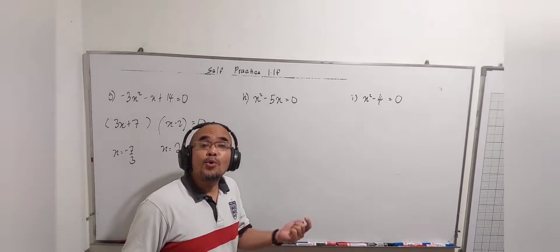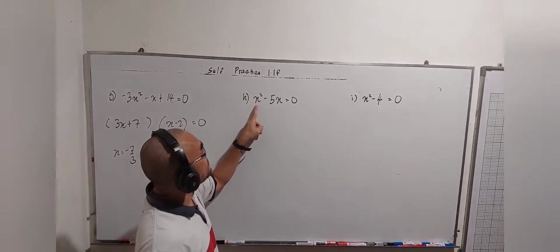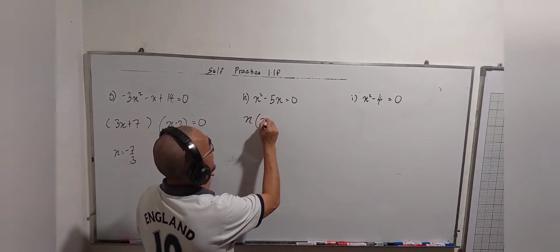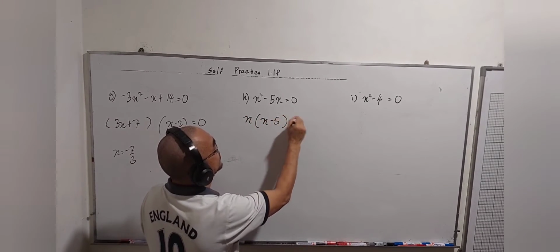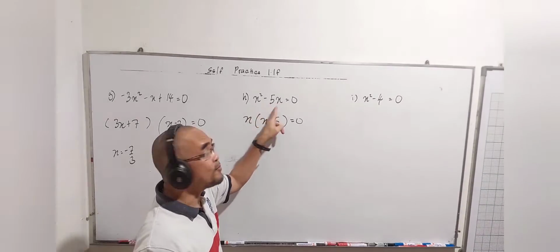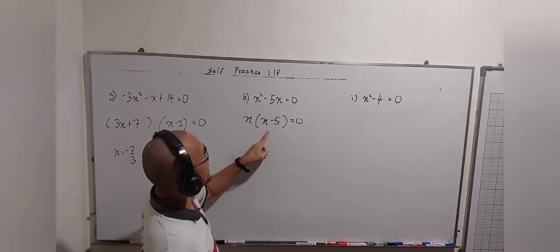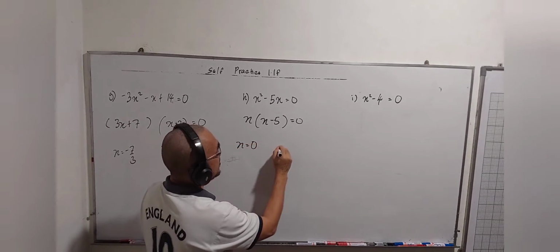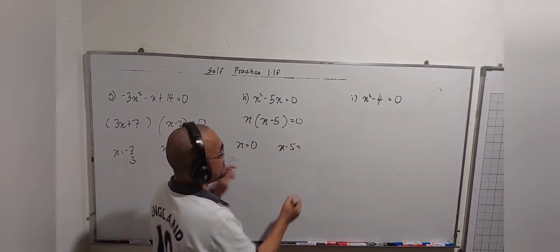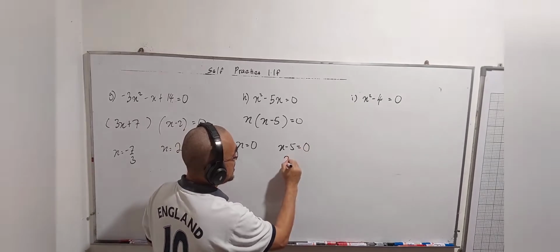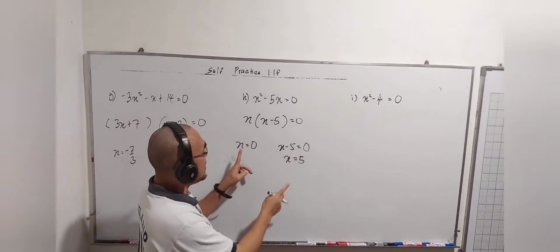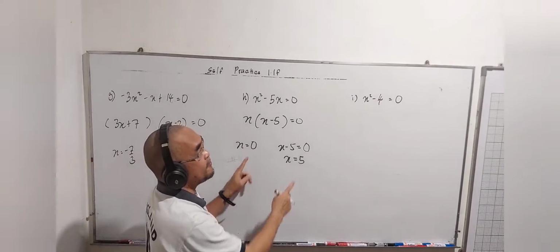For h, I do not need a calculator. I just factorize x from both of these. So I have x and x minus 5 equal to 0. Take out x from both of these, so what is left is here. So the first value is x equal to 0, and the second one is x minus 5 equal to 0. So x is 5. So the two values of x are 0 and 5.